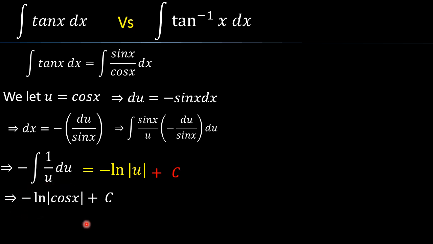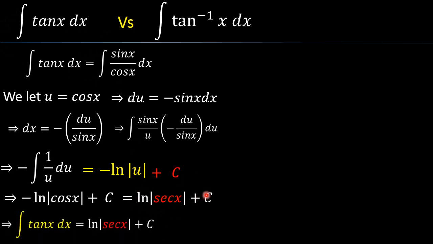But we can modify this a little bit. We can bring the negative sign inside of the logarithm, and we are now going to have the natural log of 1 over cosine of x, which is the same as secant of x. So we have the natural log of sec x plus c. Great. So this is what we have as our answer. We can therefore conclude that the integral of tan x is the same as the natural log of sec x plus c.